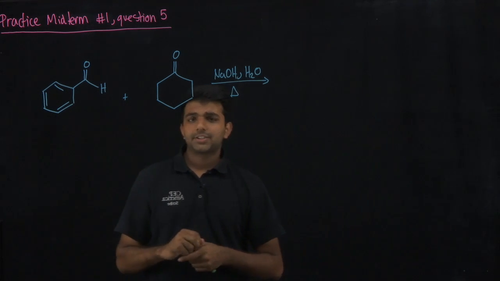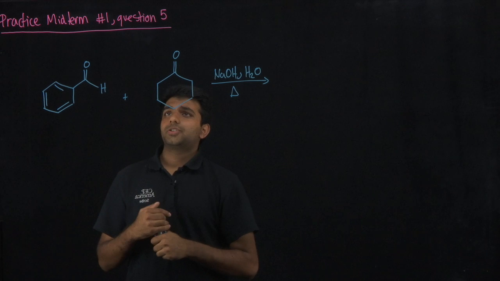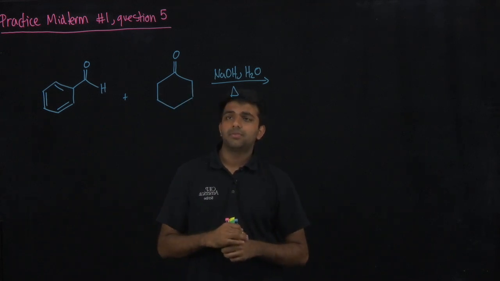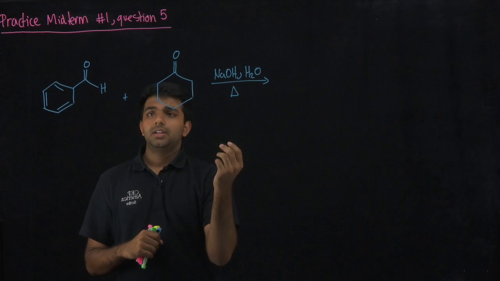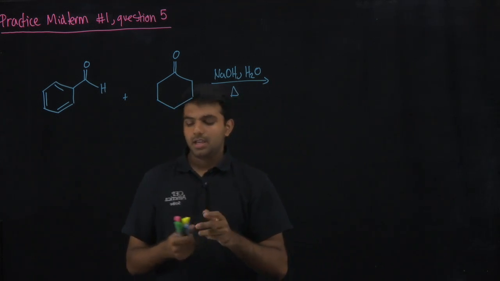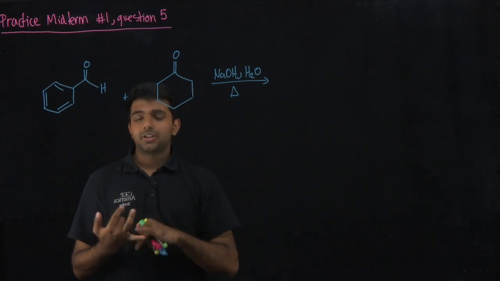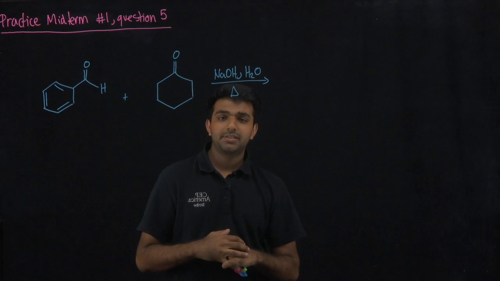So we're going to be doing a practice problem for one of the practice midterms that are posted. This is going to be problem number 1, question 5, where you're given 2 reagents, 2 starting materials, and you have to determine what the product is. So hopefully by now you can realize, based off of the reagents and the starting material, that this is going to be an aldol condensation.